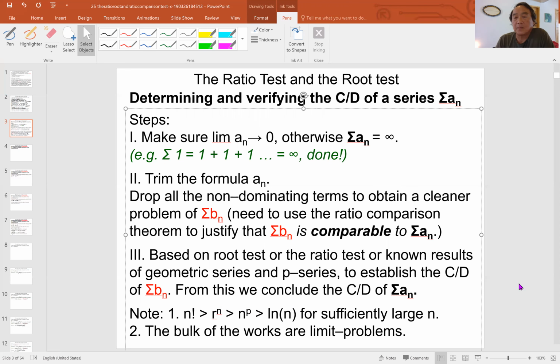And secondly, the bulk of the work for the homework and the test is justifying limits and calculating limits, because a lot of these tests that we're going to encounter involve taking limits. So here we go.